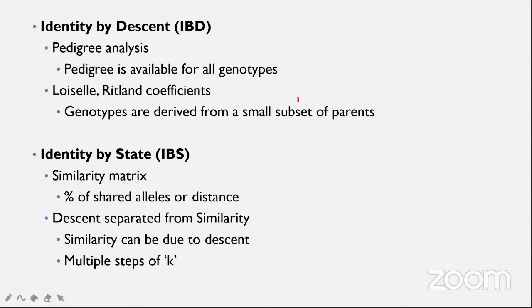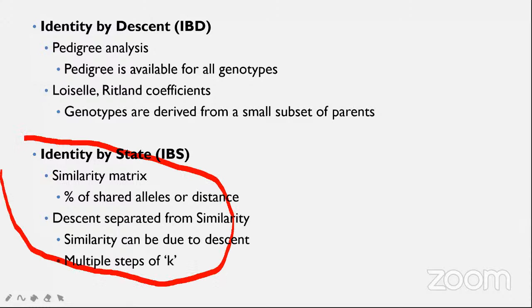Or you have other coefficients which estimate the identity by descent, but we don't use that mostly unless you're a breeder and you really want to use that. Most of the case we use identity by state. This is basically a similarity matrix. It's the percentage of shared alleles or the distance between two samples.